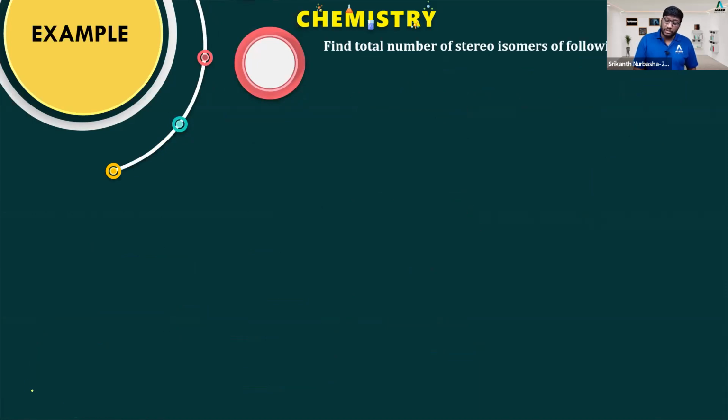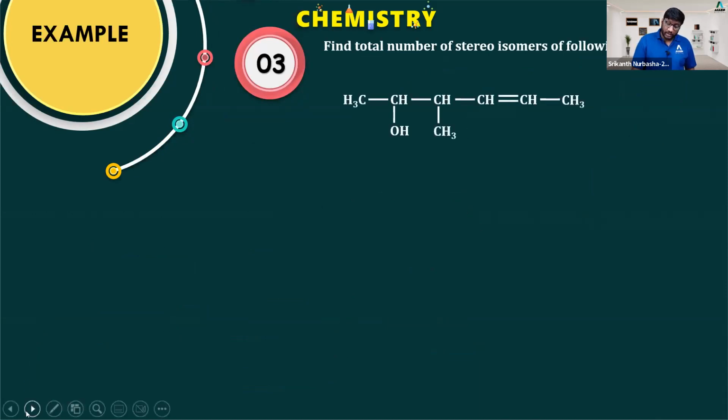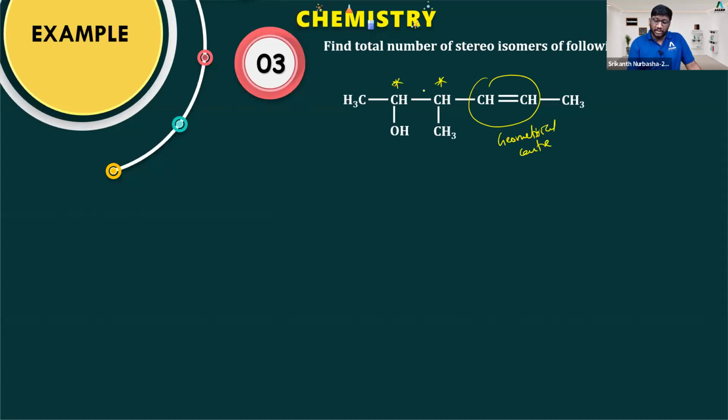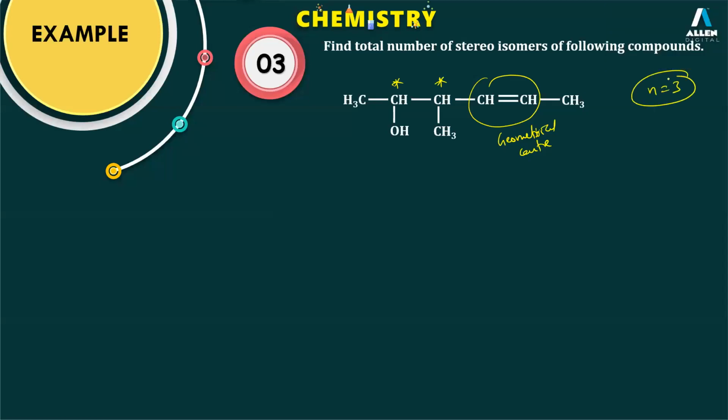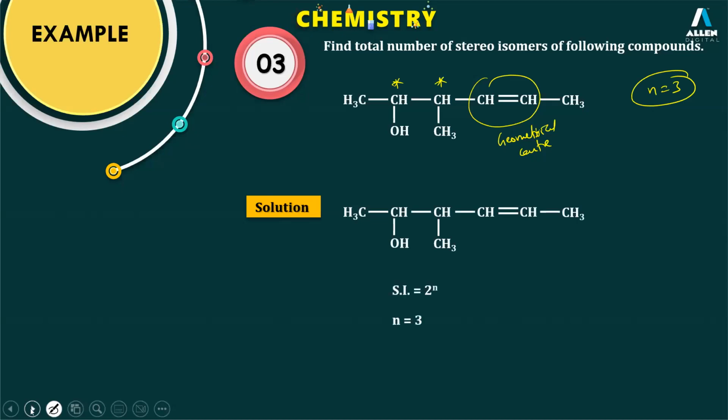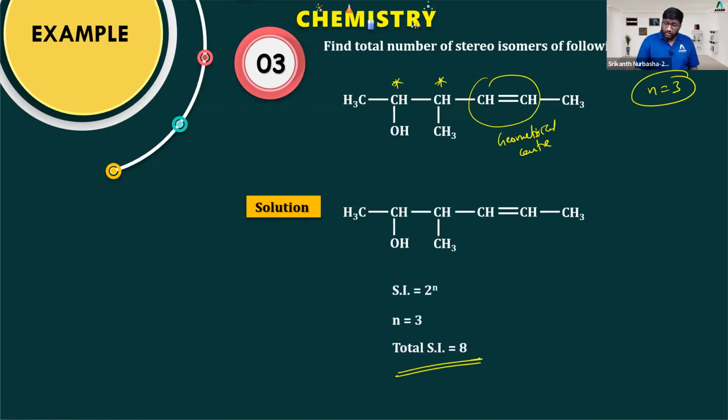Find total number of stereoisomers of the following compound: CH3, CHOH, CH, CH3, CH double bond CH3. The CH double bond CH3 is nothing but a geometrical center. The others are optical centers, because they are chiral carbons. So n is how much? n is equal to 3. Total number of stereoisomers will be 2 power 3, that will be equal to 8.